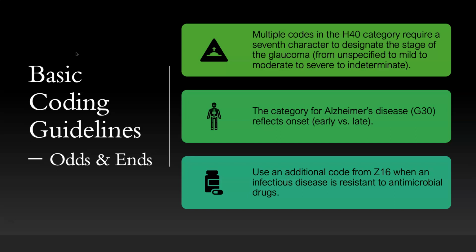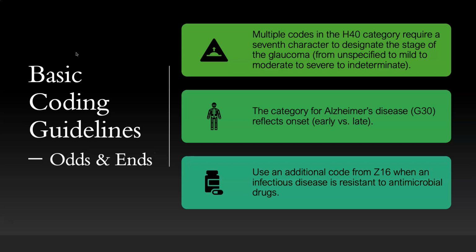And then you're going to use an additional code from the Z16 category when an infectious disease is resistant to an antibiotic. So let's say that you have somebody with a urinary tract infection. You find out that they have an E. coli urinary tract infection and it is resistant to penicillin.